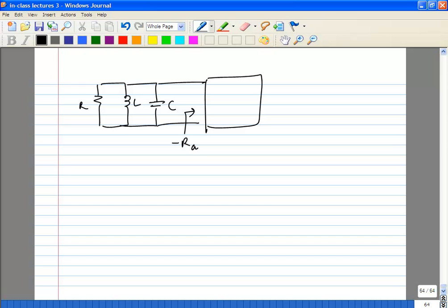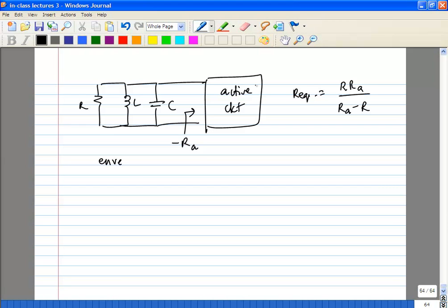Okay, so let's take the active circuit, which has some input impedance minus RA. Again you can represent it as an RLC tank with some equivalent resistance across it. And the equivalent resistance is going to be R RA by RA minus R. Is that obvious to everyone?